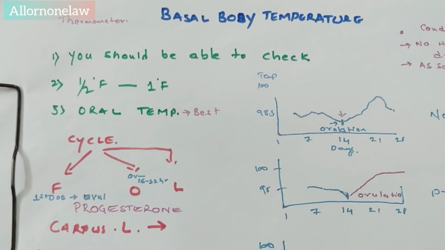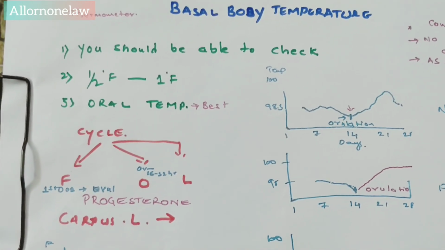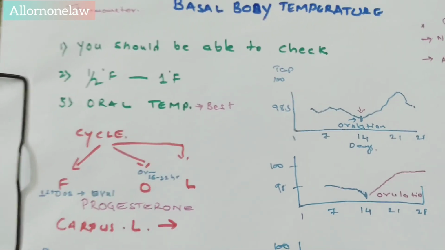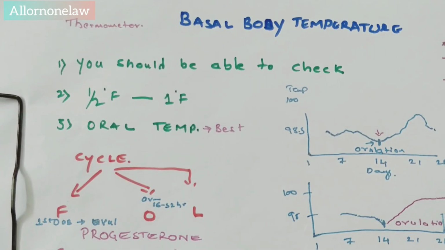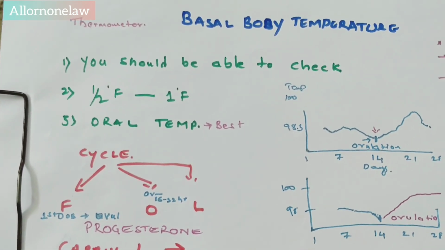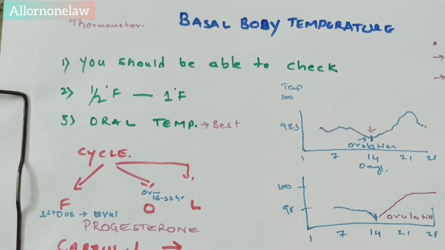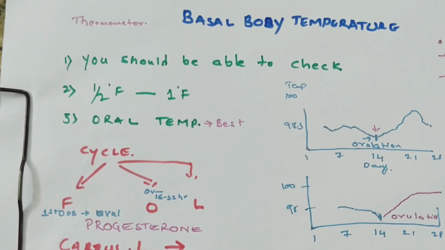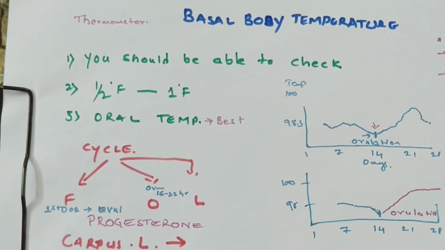You should be able to check even one tenth of a degree Fahrenheit, if there is any fluctuation in that. There will be a fluctuation of half a degree Fahrenheit to 1 degree Fahrenheit. The normal body temperature is 98.6, so it varies from that. It could be 99.6.